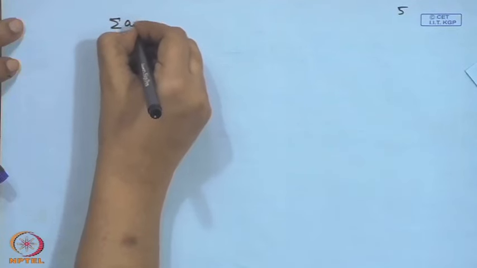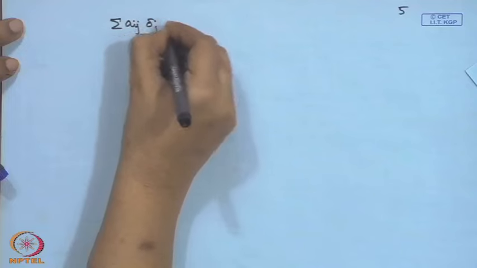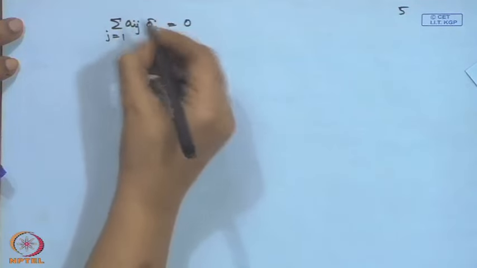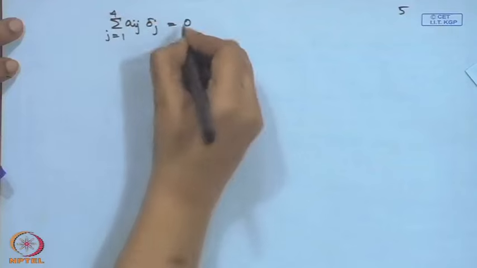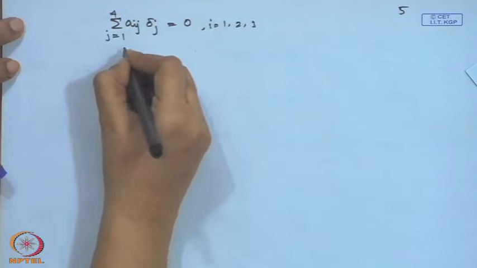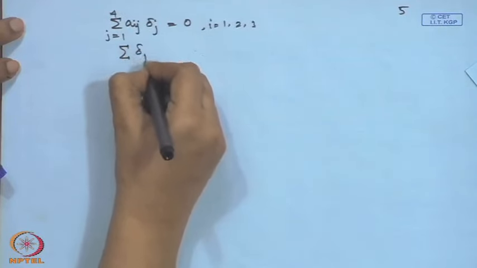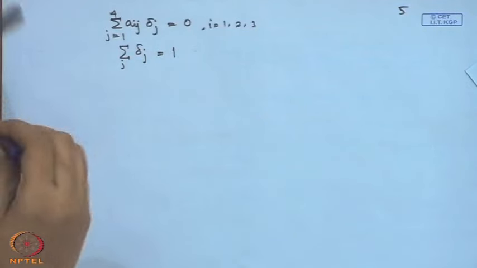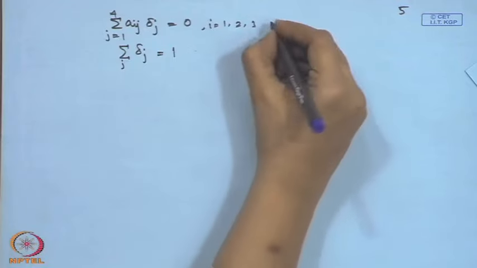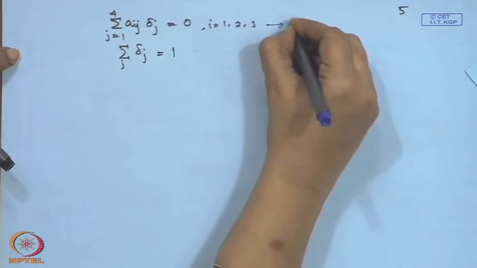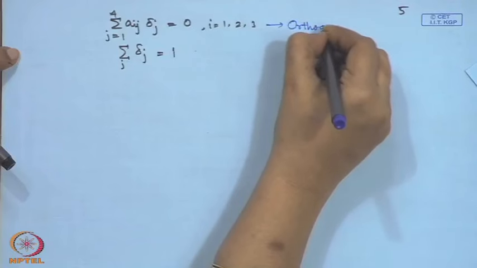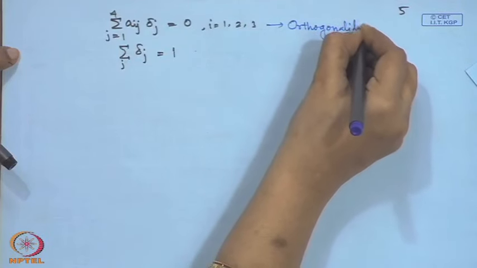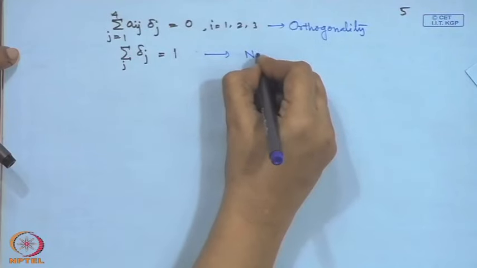Thus, let me just write down the next fact: we are having 2 sets of equations, as I said, summation a_ij delta j is equal to 0, j is equal to 1 to 4 and i is equal to 1 to 3, and another set, summation of delta j, j is equal to 1 to 4, is equal to 1. From here we are getting 4 equations. This is called the orthogonality condition, and this is called the normality condition.